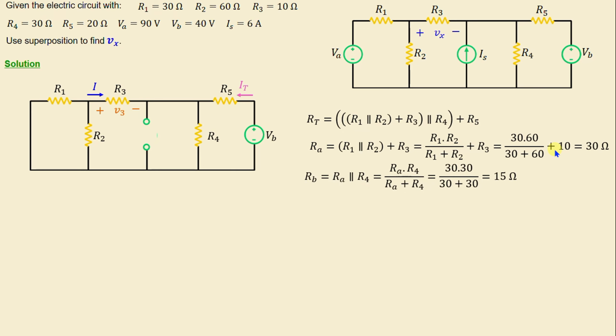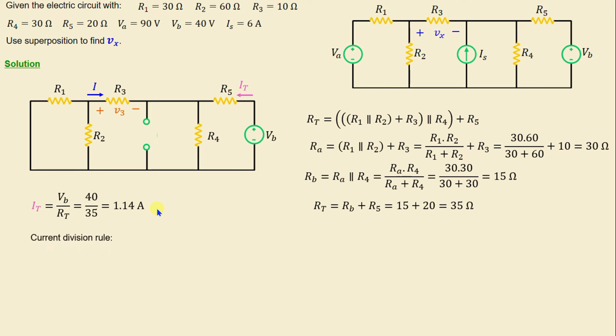And I will consider RB to represent the parallel combination of RA and R4. That means RB is equal to RA times R4 over RA plus R4. We get 15 ohms. The total resistance RT is equal to RB plus R5. We get 35 ohms. Now, the total current IT is equal to VB over RT. And if we replace VB over RT, we get IT is equal to 1.14 amps.